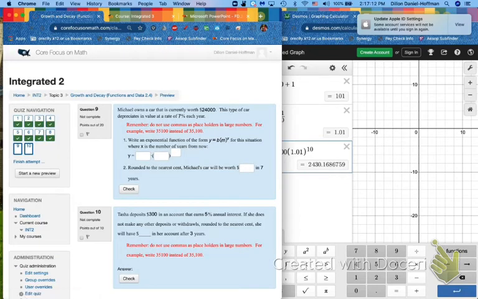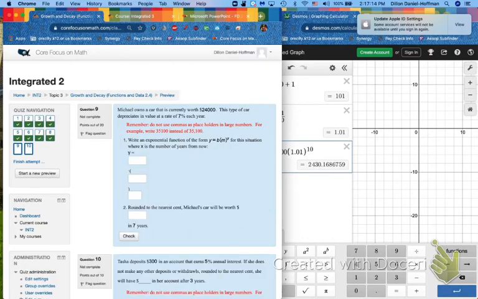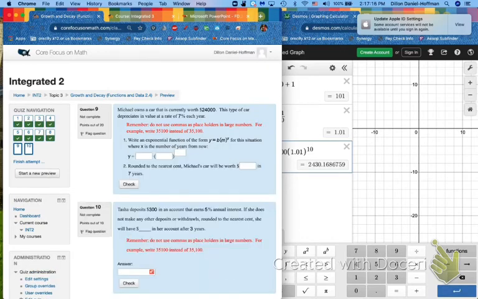Number 9, it's another car problem. A reminder here that cars are not investments. They lose money. They depreciate, which means go down. We've been over this. So you can start with a $24,000 car. It's a very expensive car, especially if you're a teenager getting your first car.